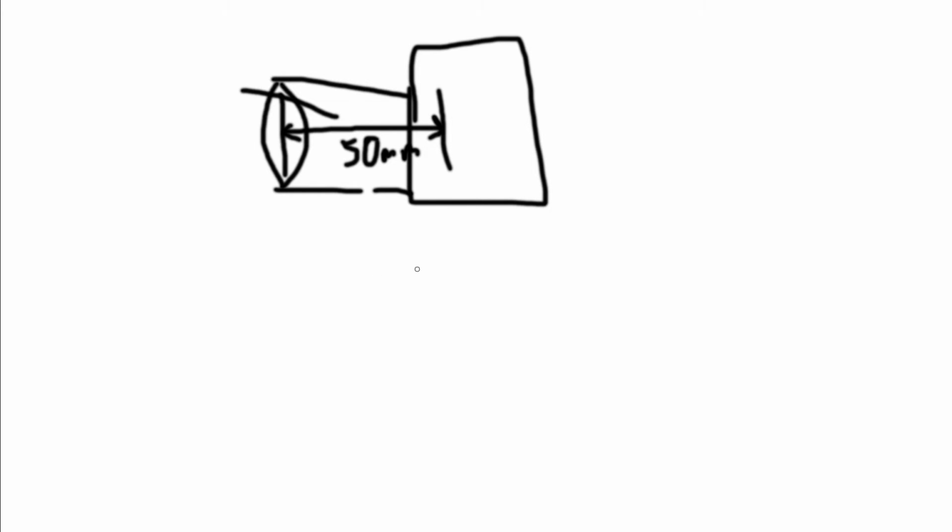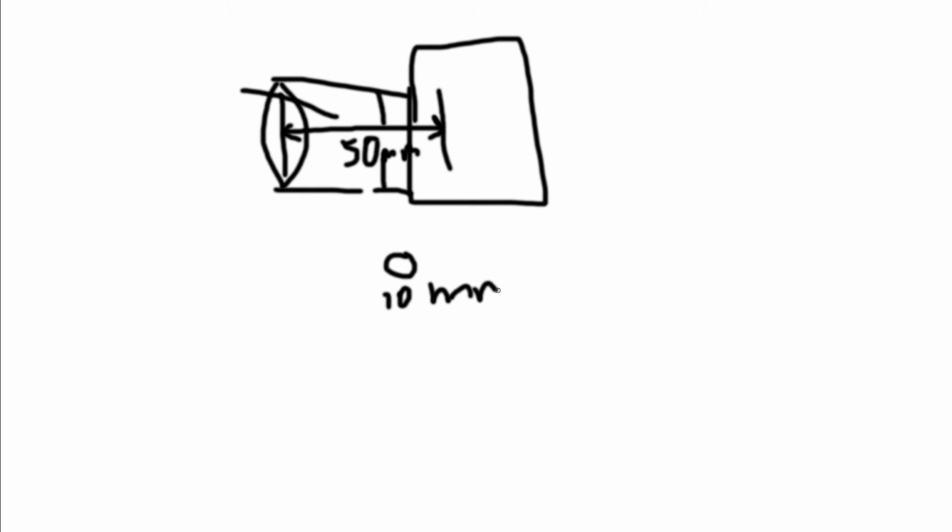Now your iris or your aperture is going to be a very specific size. Let's say it's about that big, about 10 millimeters right there. That is our aperture size, it's in here, of course. So you've got 50 millimeters and 10 millimeters.